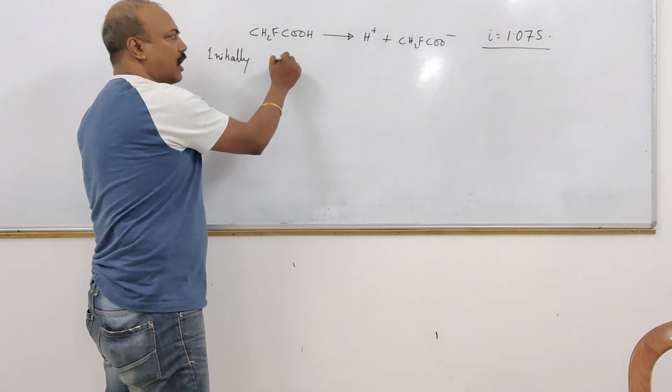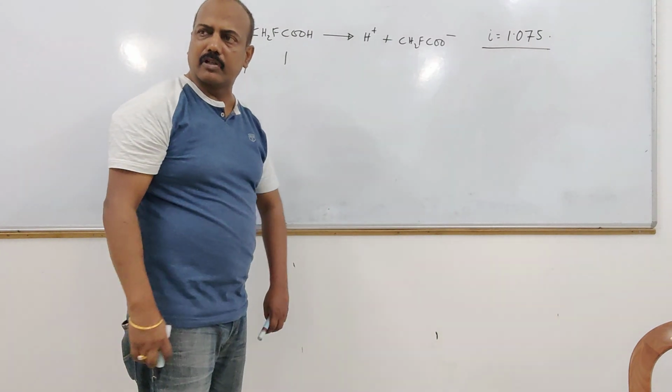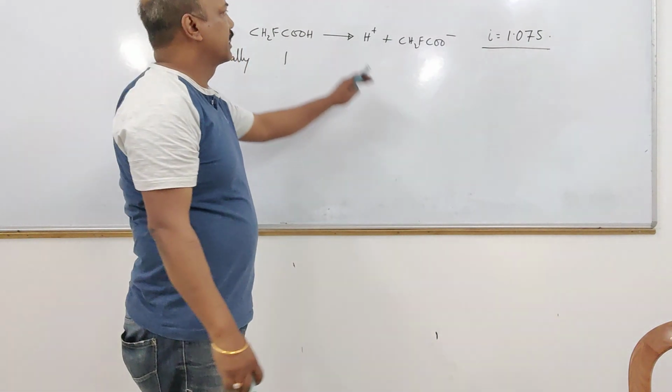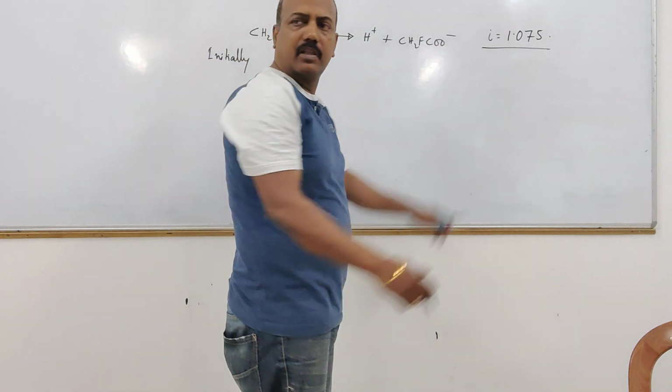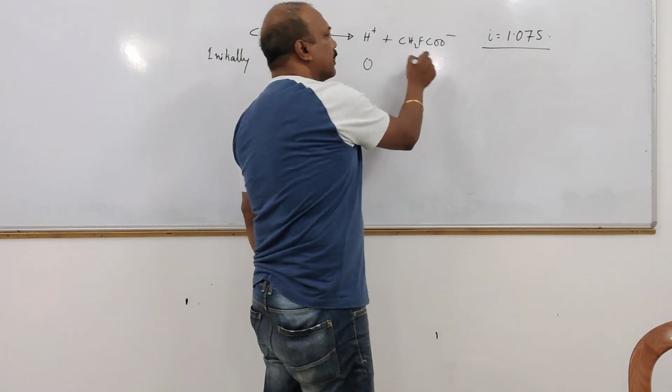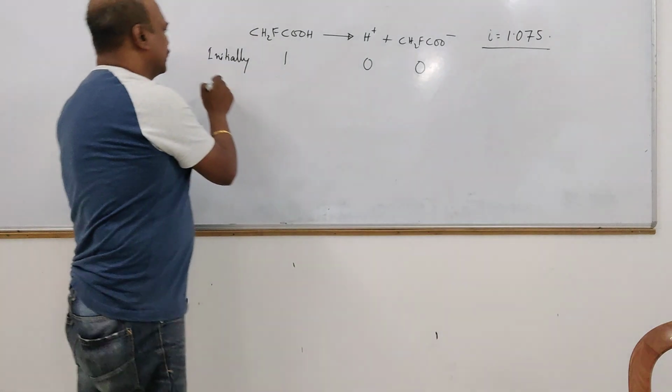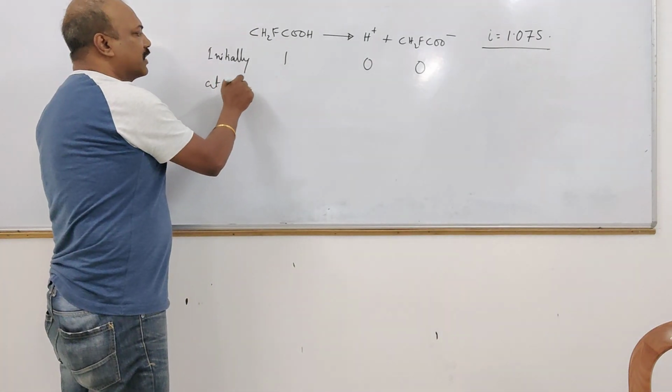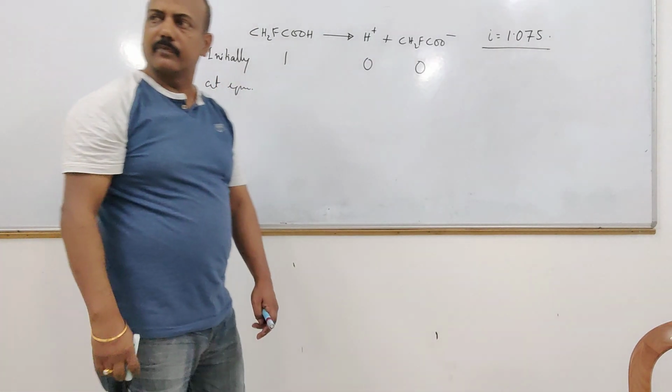Initially, obviously there is only one, right? We will always start with one. There was nothing, H positive was not there, this was not there, so that was 0 and 0. Now suppose at equilibrium, X moles undergo dissociation. Fine?